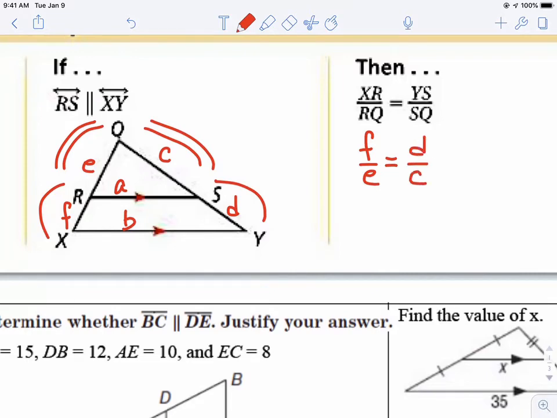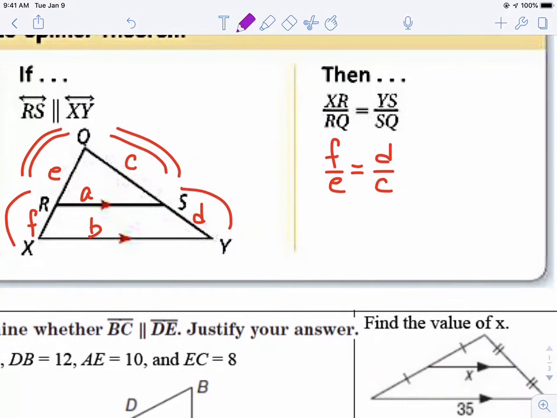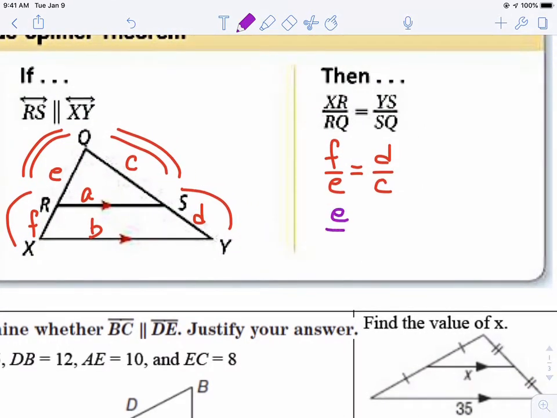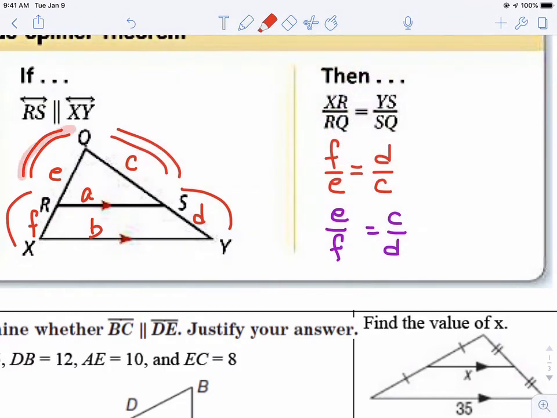C. Now there are many different proportions that are all equivalent to that, so you might notice that you could also say E is to F as C is to D. So that's kind of using the top to the bottom and then the top to the bottom on the two sides.